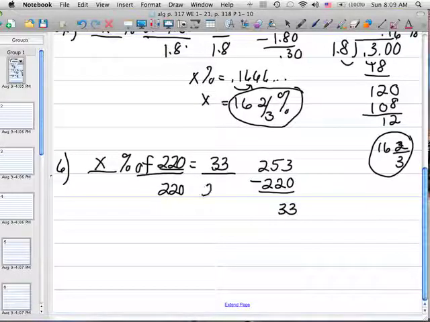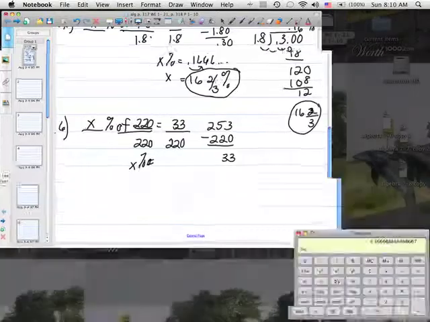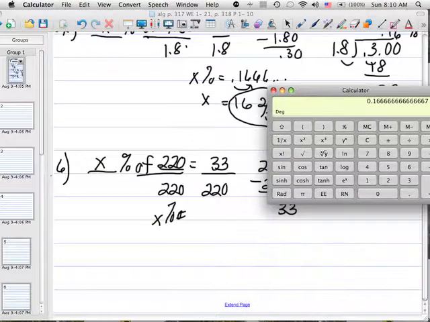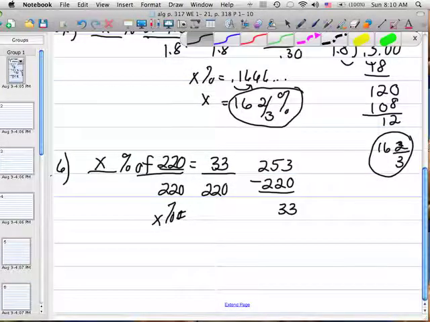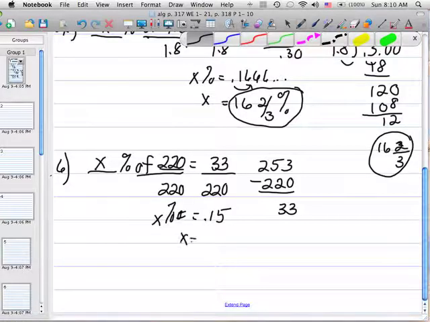So we're going to divide both sides by 220. So X% equals 33 divided by 220, which comes out 0.15. Move it over 2 to get the percent, so that's a 15% increase.